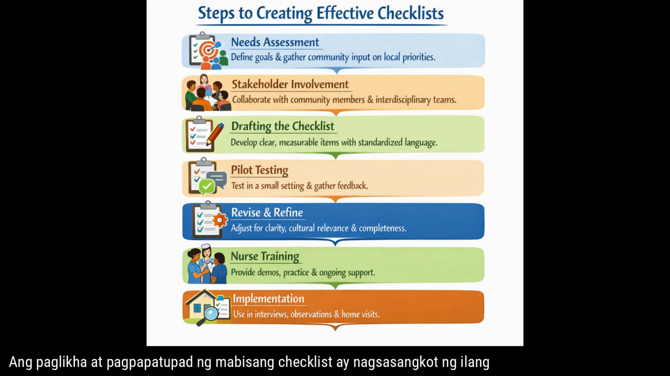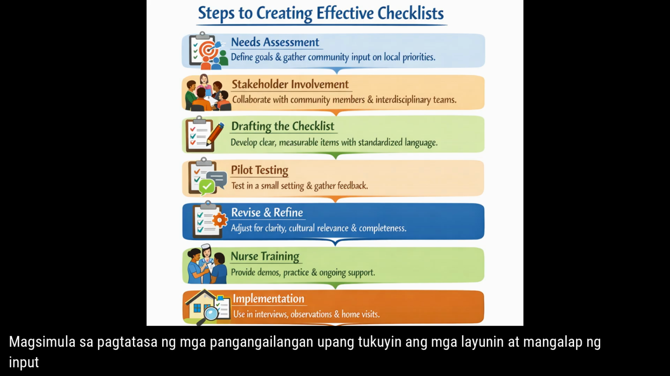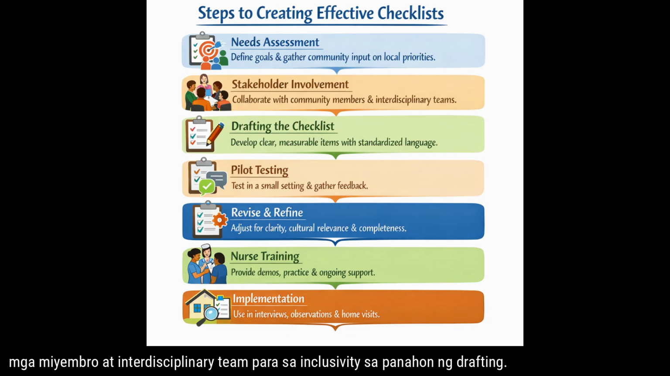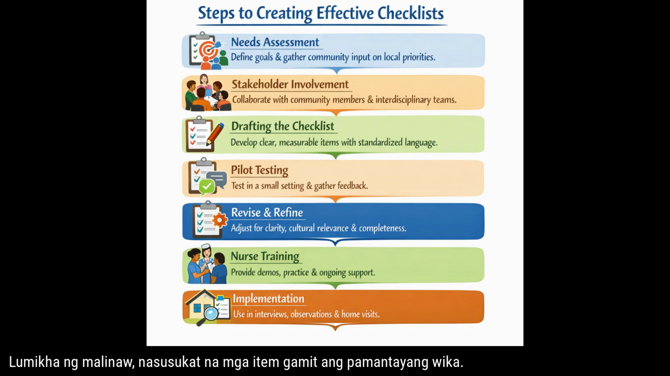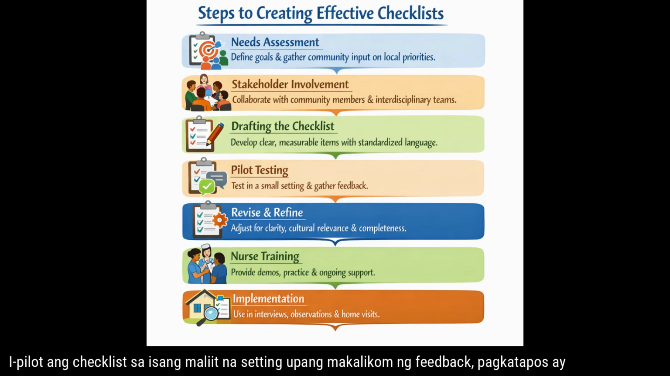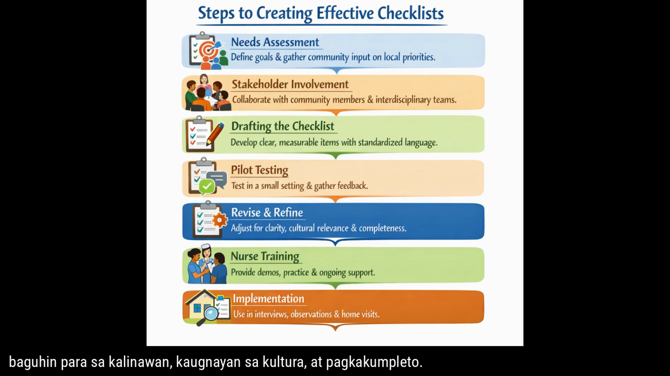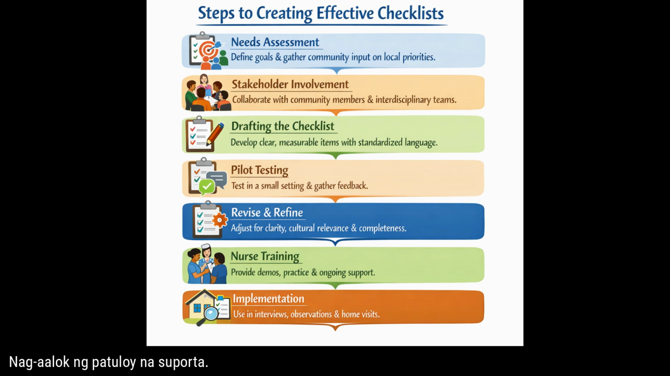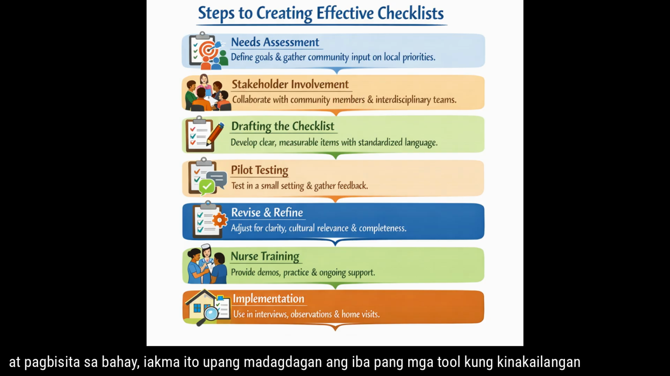Creating and implementing effective checklists involves several key steps. Start with a needs assessment to define goals and gather input from the community on local priorities. Ensure stakeholder involvement by collaborating with community members and interdisciplinary teams for inclusivity. During drafting, create clear, measurable items using standardized language. Pilot the checklist in a small setting to gather feedback. Then revise for clarity, cultural relevance, and completeness. Provide training for nurses through demonstrations and practice, offering ongoing support. Finally, integrate the checklist into interviews, observations, and home visits, adapting it to complement other tools as necessary.